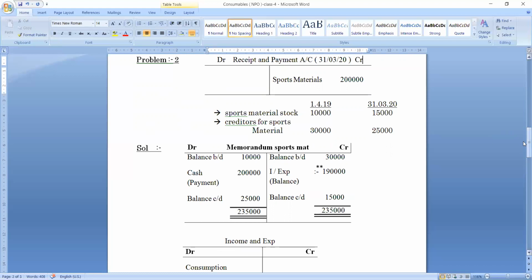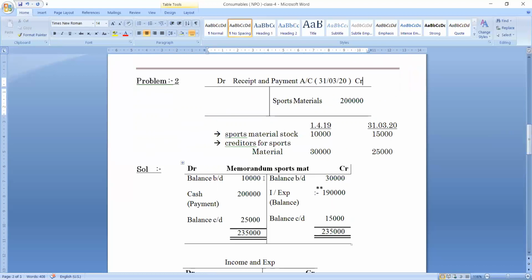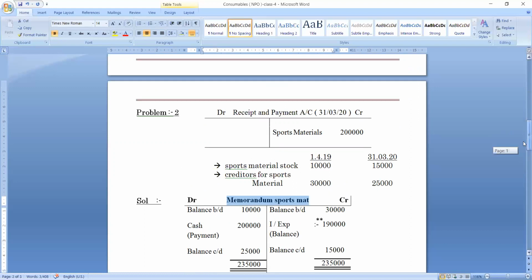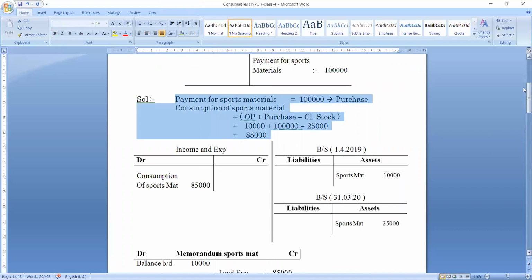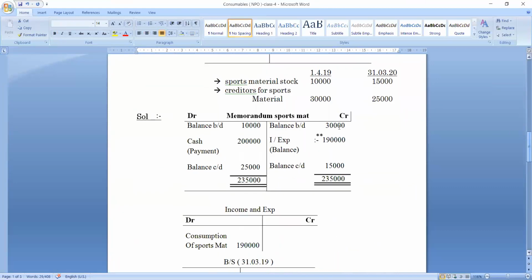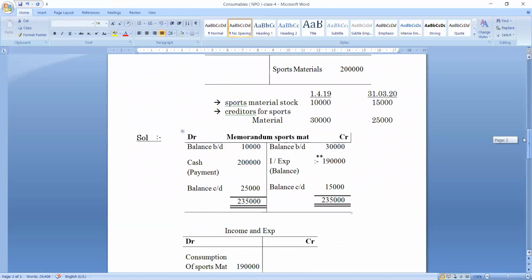Now you solve that adjustment by opening the memorandum sports material account. Remember my word, always open the memorandum sports material account. Most books will calculate it by this method. I suggest you must open the memorandum sports material account for solving easily.